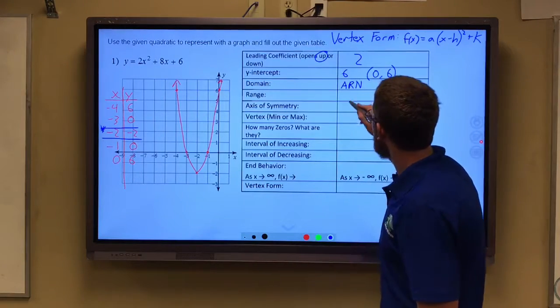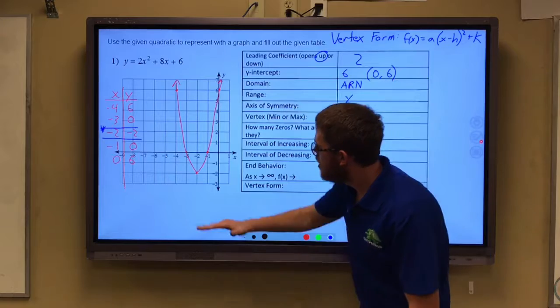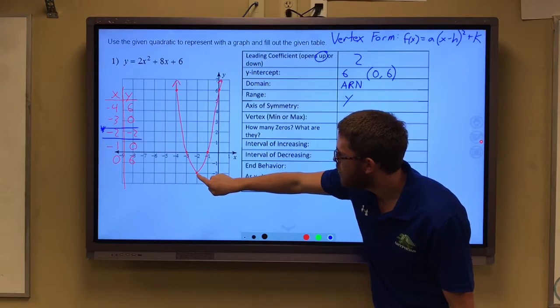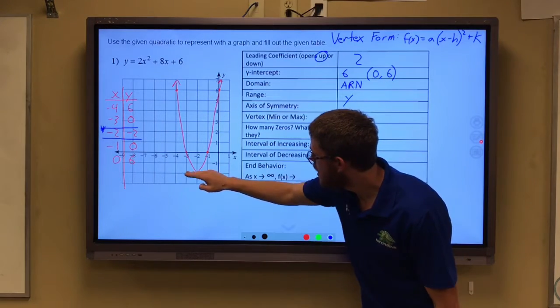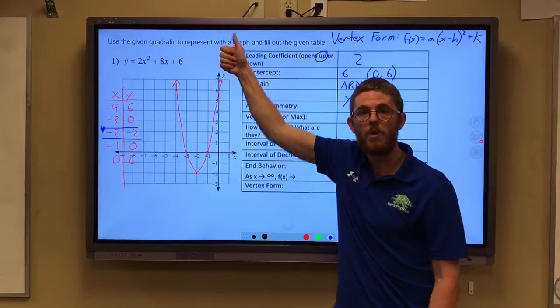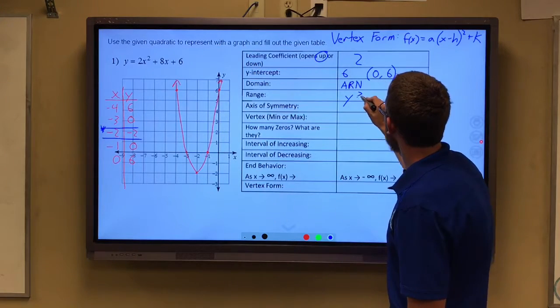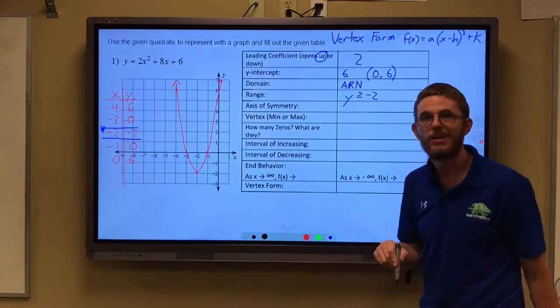The range, we're talking about y values. The lowest y value is right here at -2, and then it can be anything above that. Y is all values greater than or equal to -2.